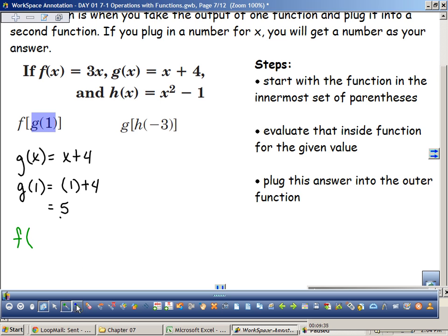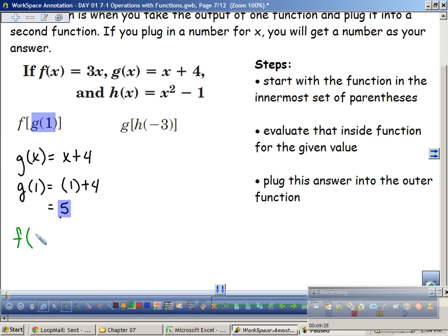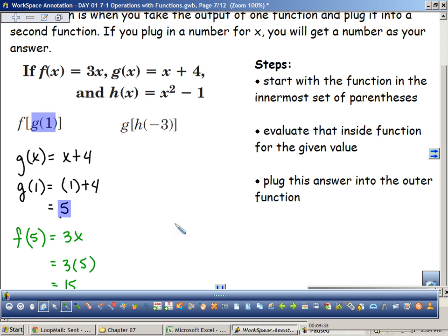So now I need to find f of g of 1. Well, isn't g of 1 5? Yes. So I need to find f of 5. I'm just substituting. So f of 5, well, what's my function? f of x is 3x. So f of 5 is 3 times 5, which is 15.